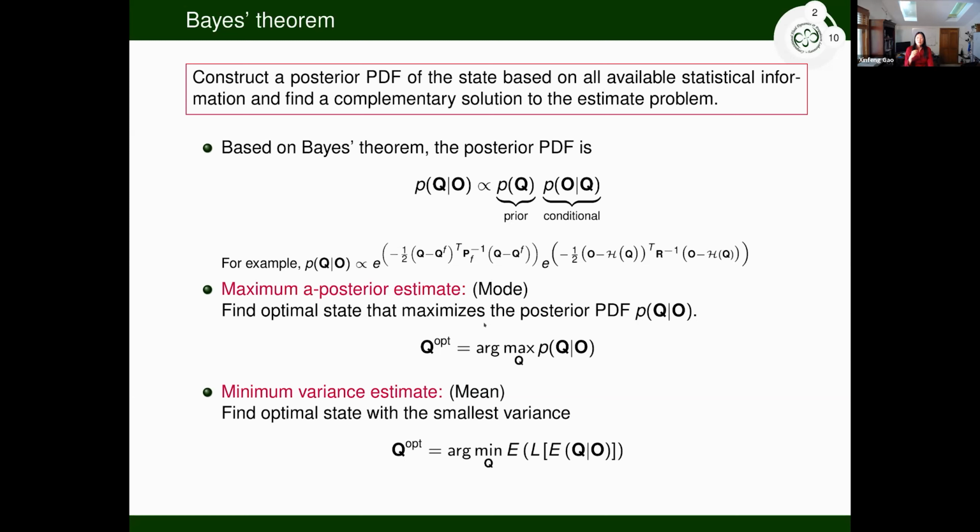So we can find the maximum posterior estimate, or we can simply find the smallest variance by minimizing the loss function. Both will give us the optimal state. For machine learning and data assimilation, the goal is to reduce the cost function as much as possible by adjusting the control vector. So that's the mathematical foundation, the same.